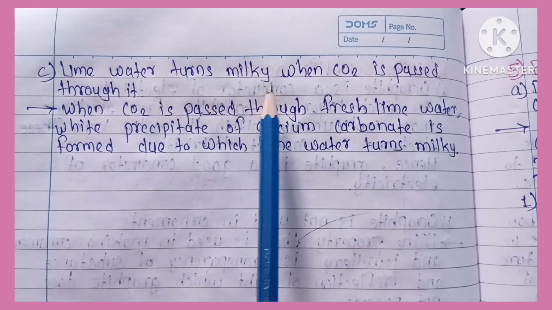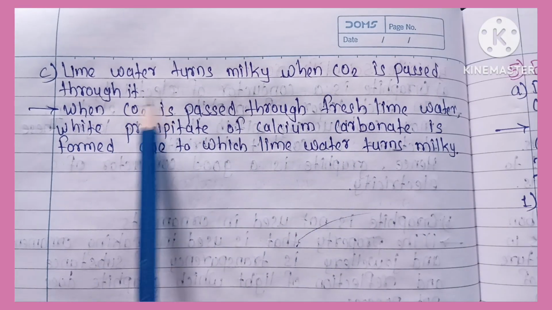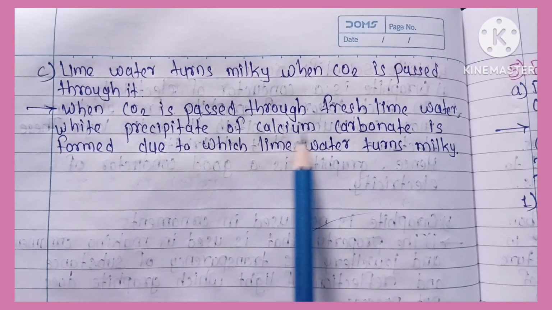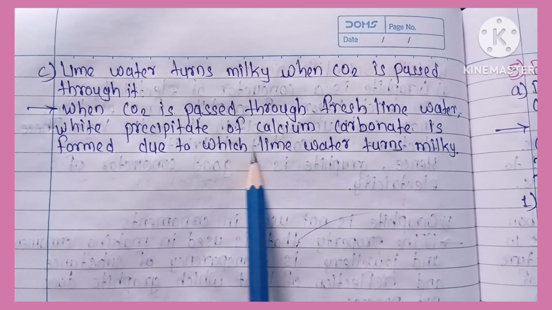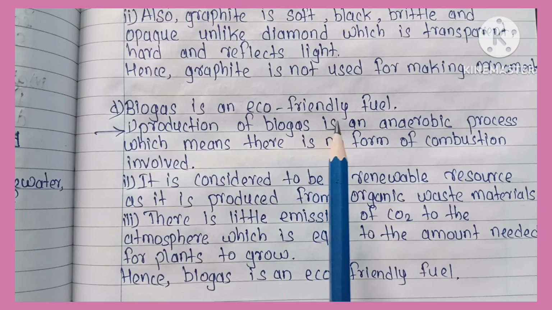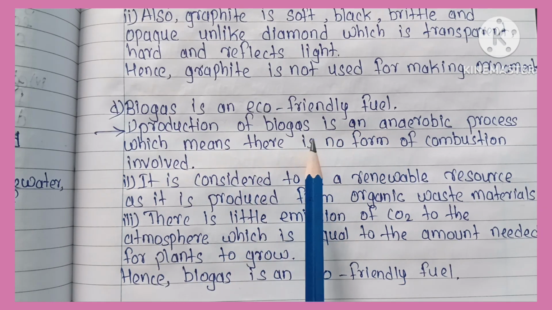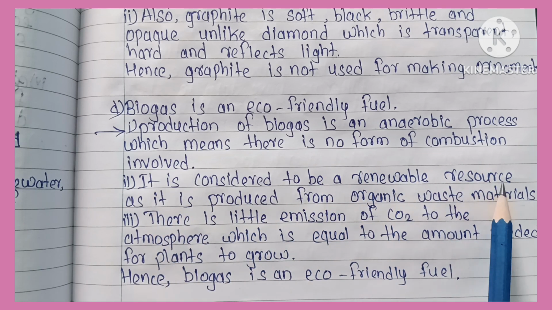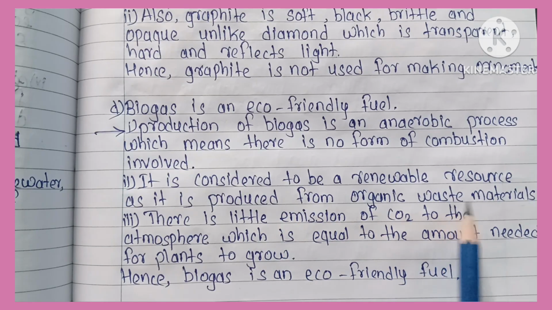Next, lime water turns milky when CO2 is passed through it. Answer, when CO2 is passed through fresh lime water, white precipitate of calcium carbonate is formed, due to which lime water turns milky. Next, biogas is an eco-friendly fuel. Answer, production of biogas is an anaerobic process, which means there is no form of combustion involved. It is considered to be a renewable resource as it is produced from organic waste materials. There is little emission of CO2 to the atmosphere, which is equal to the amount needed for plants to grow.